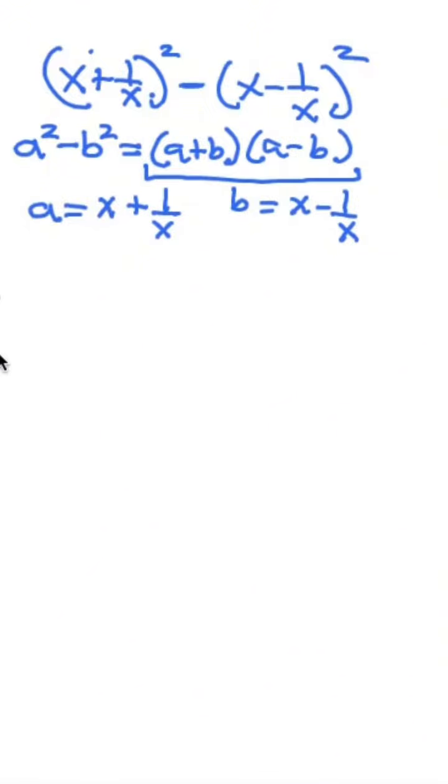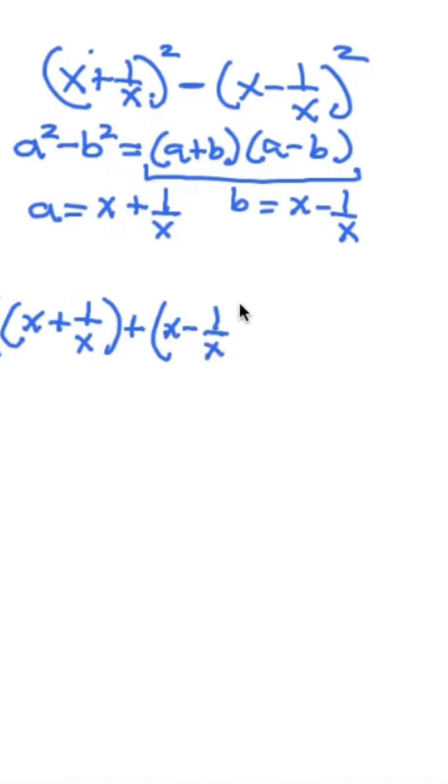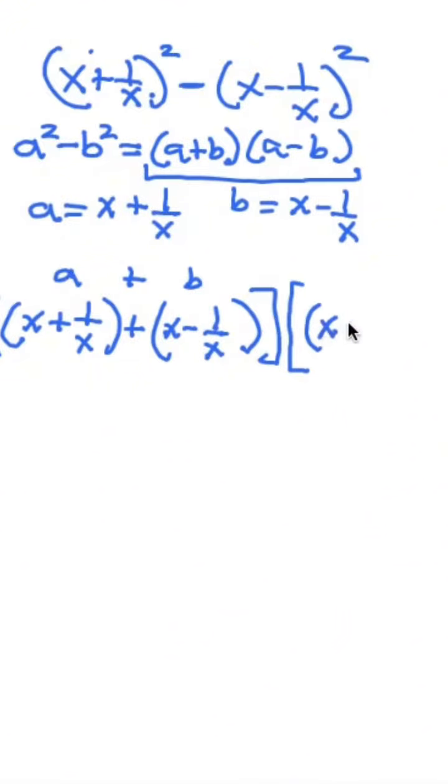So here we go. x plus 1 over x plus x minus 1 over x. That is our a plus b. This will be multiplied with a minus b. So x plus 1 over x minus x minus 1 over x.